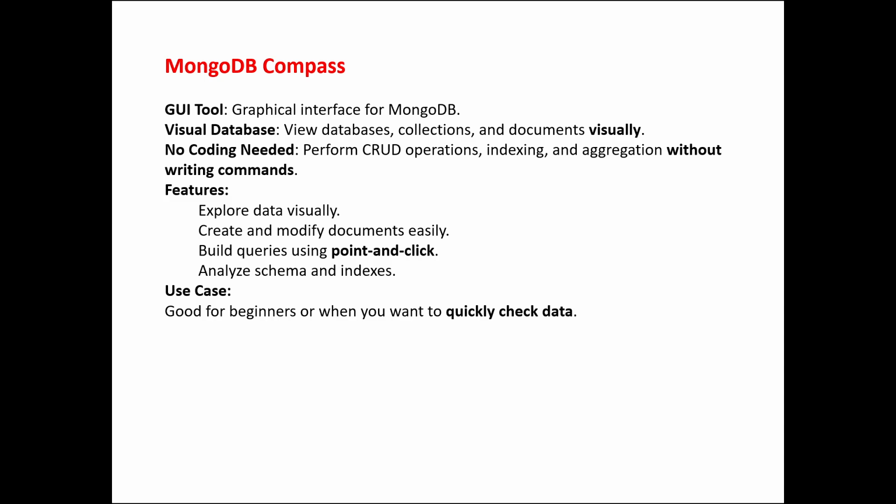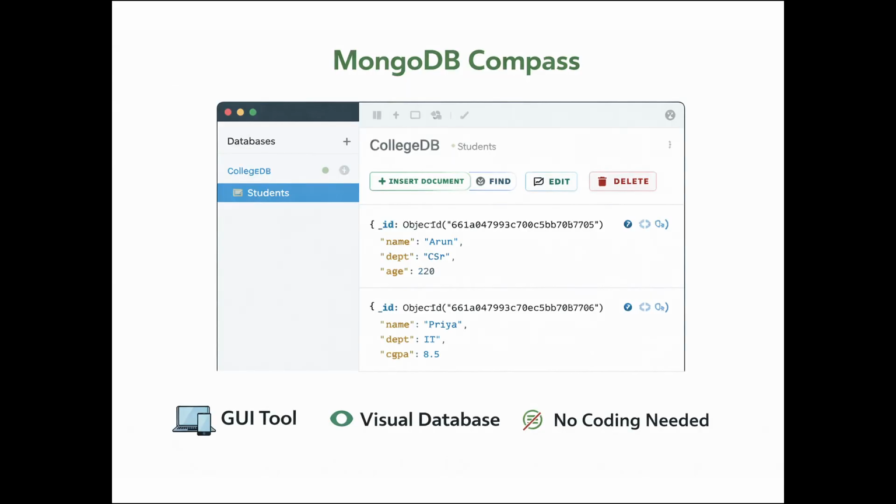Let me show another slide. So see, this is the MongoDB Compass. Everything has an icon. No coding needed. If you want to delete, you can select a particular document and click the delete icon, and it will delete. Same for insert, and for find, which means querying the data. And edit, that is update.